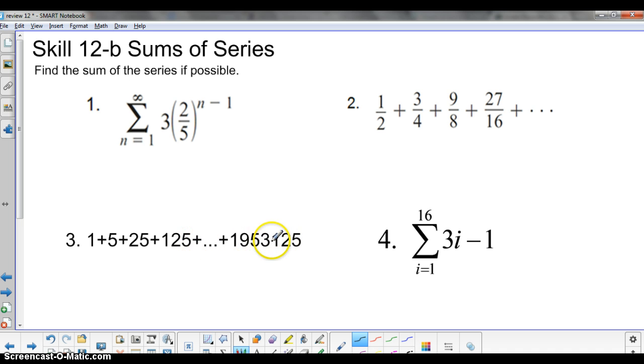It ends at this 1,953,125. Right. So I'd like you to find the sum of these series if possible. If not possible, DNE.